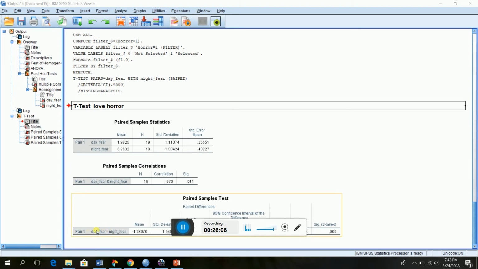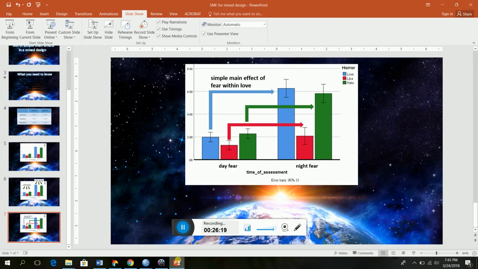So this is comparing day versus night using the t-test. It is significant, as illustrated here. So we do have a significant difference between day and night. If we look at the graph, we've just learned, and I guess this isn't a surprise, but for the horror movie lovers, their fear scores do go up at night.